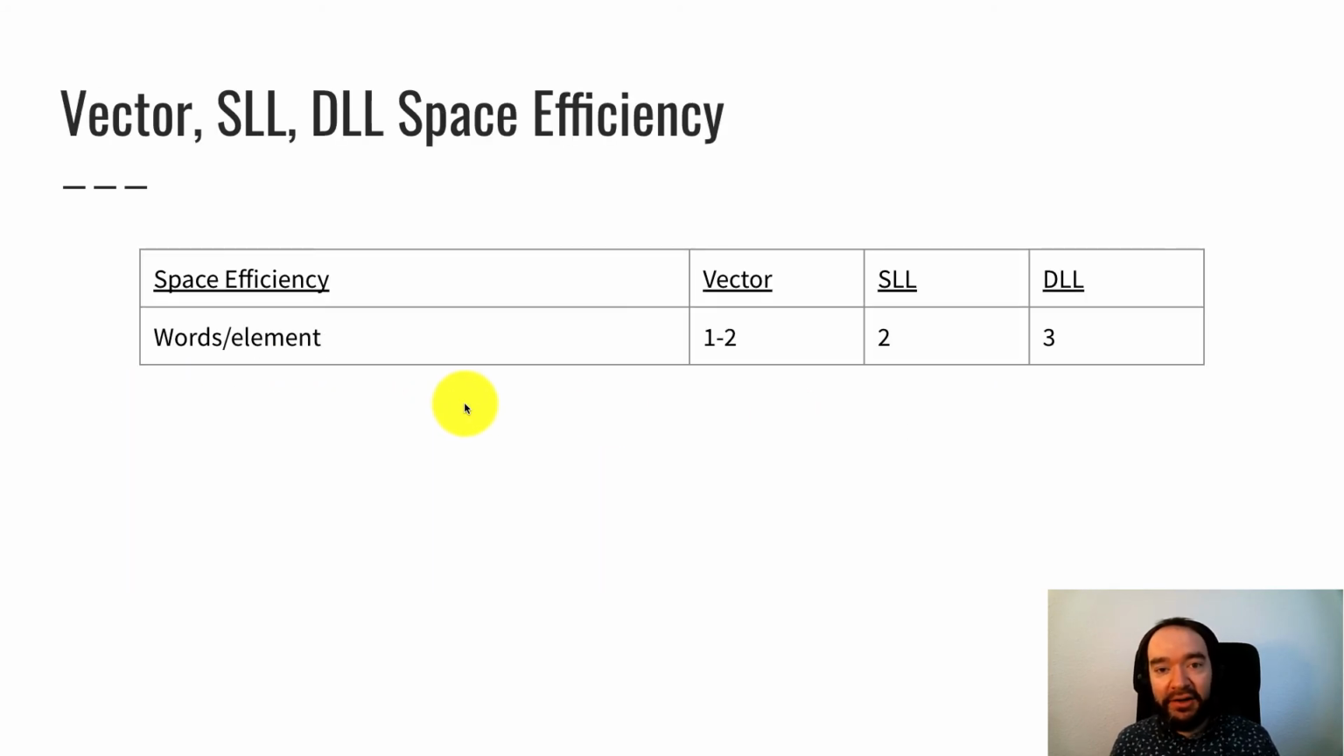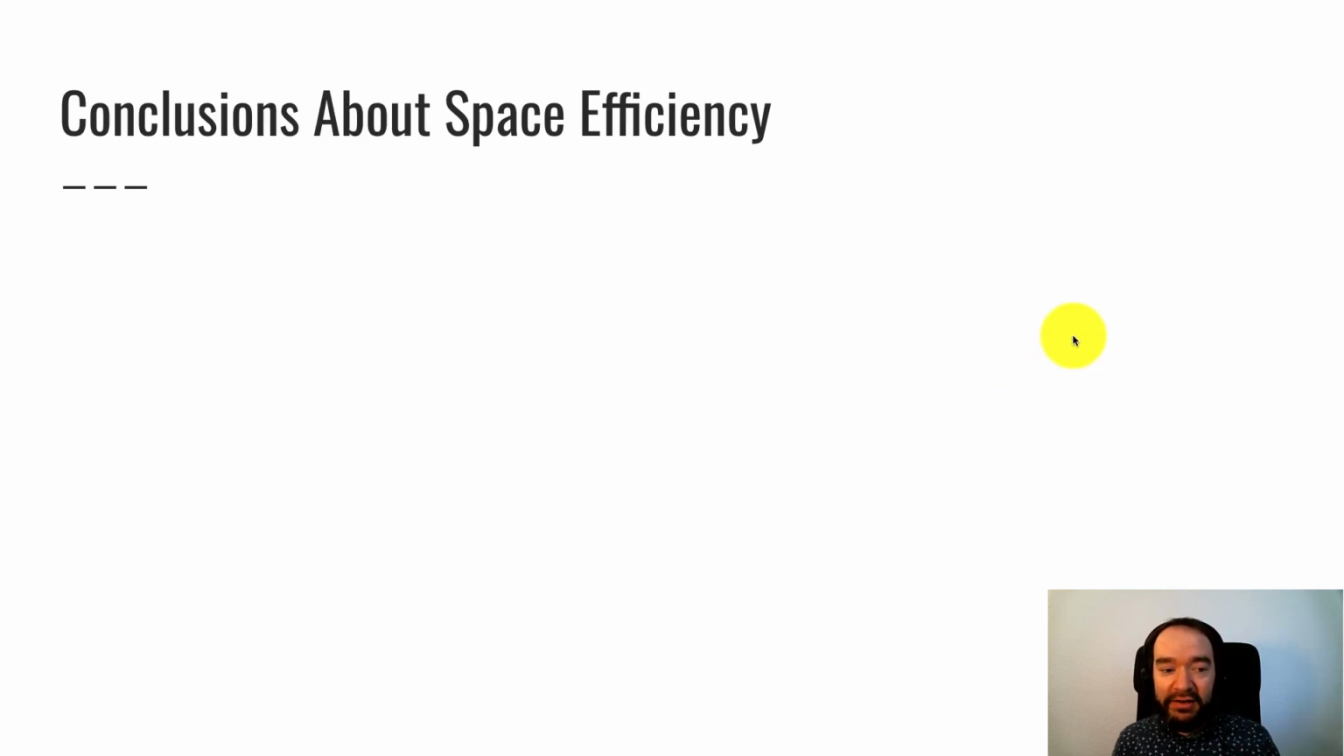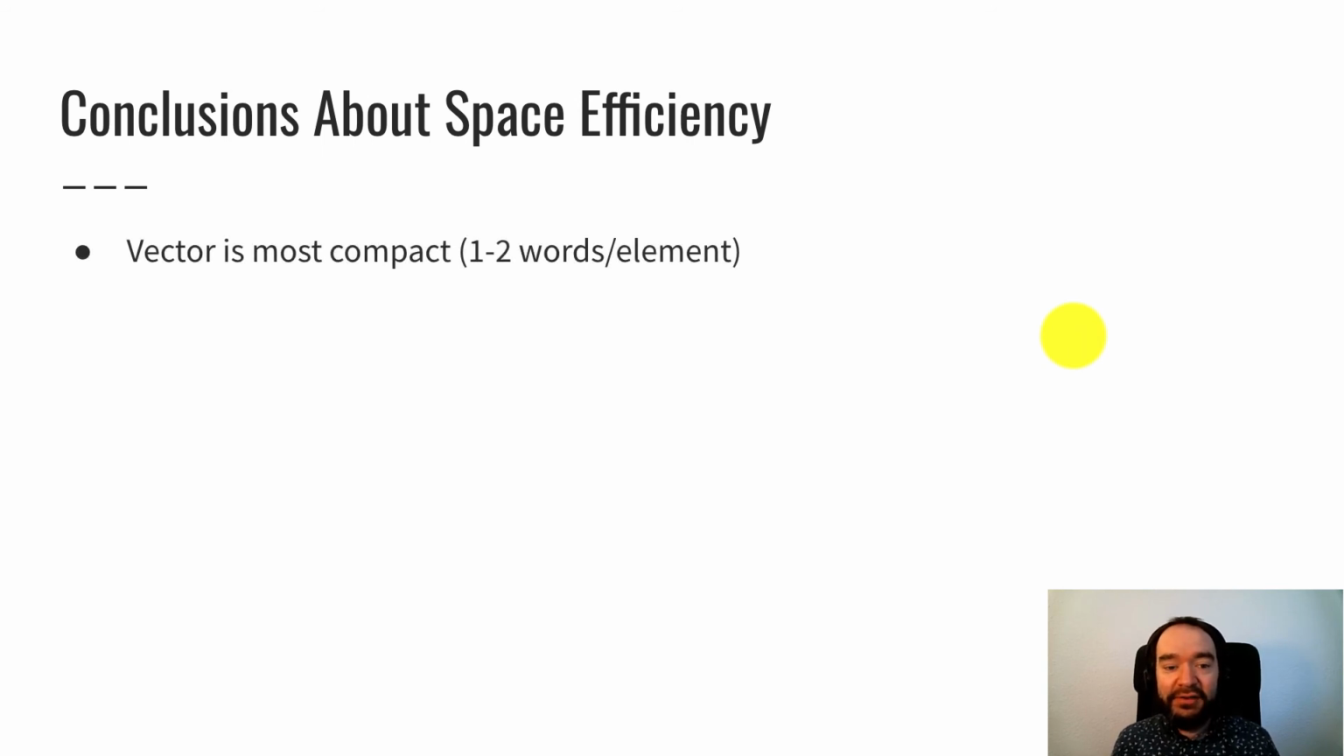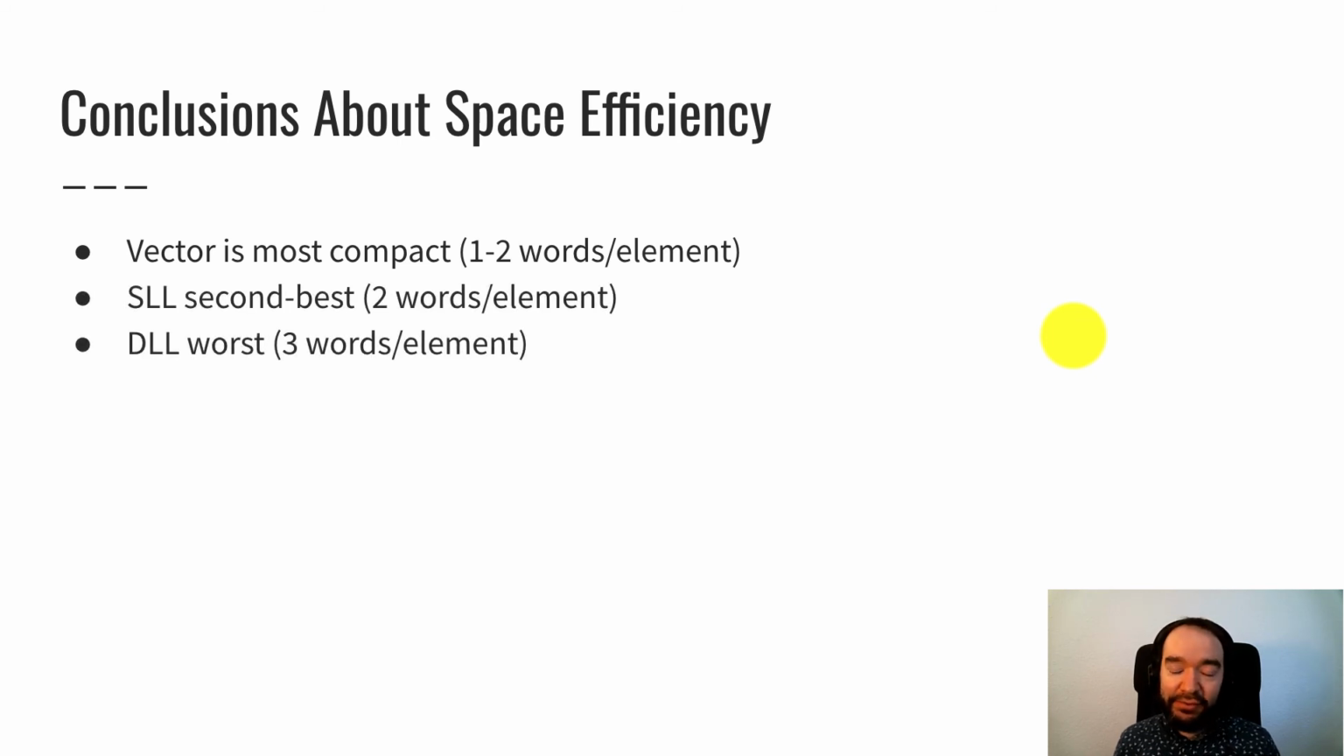So here's how they compare all in one table. The vector uses somewhere between 1 to 2 words per element. Singly linked list always uses 2. Doubly linked list always uses 3 words per element. And so what can we conclude? Well, the vector is the most compact for sure because it uses somewhere between 1 to 2. And the singly linked list is second best. It uses 2 words per element. Doubly linked list is the worst. It uses 3 words per element.